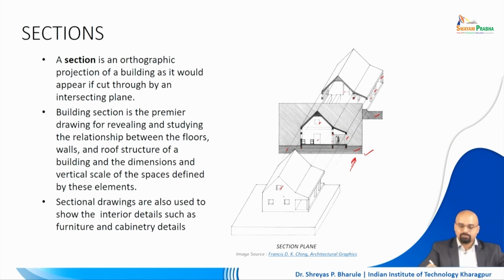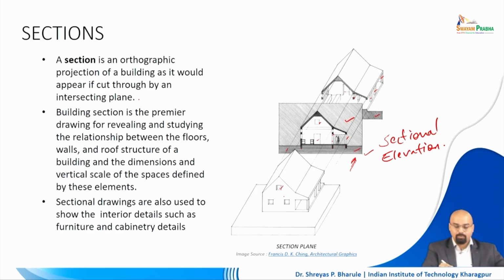It is also sometimes called a sectional elevation, because you are looking at the whole depth of it. So in this particular case you see this as a section. What is it exactly? It is an orthographic projection of a building as it would appear if cut through by an intersecting plane. If this is an intersecting plane cutting through the building, this is how it will look. Now why are they important?